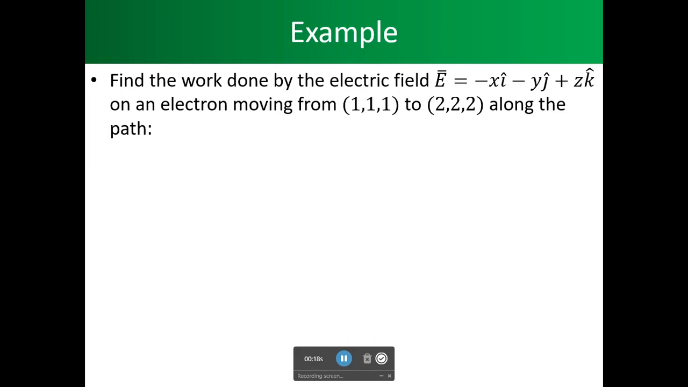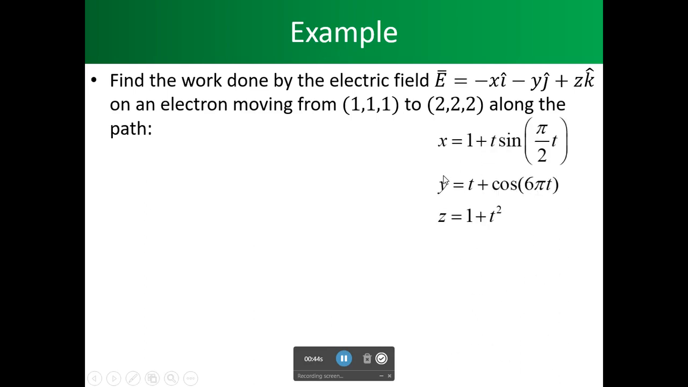In this example, we would like to find the work done by the electric field, the E field, minus xi minus yj plus zk, on an electron moving from (1, 1, 1) to (2, 2, 2) along the path. And what is the path?